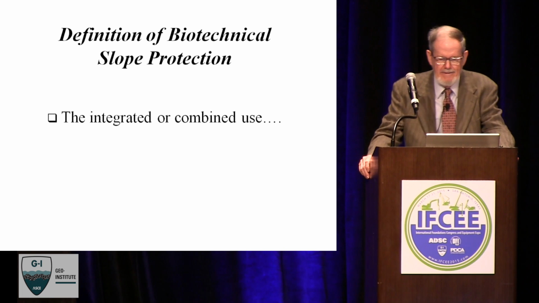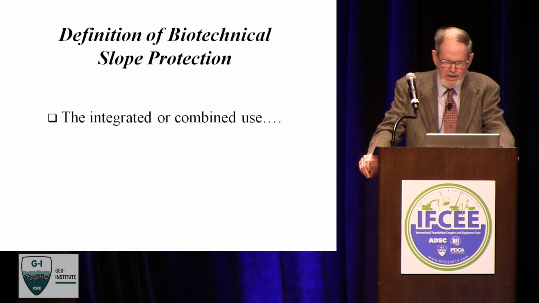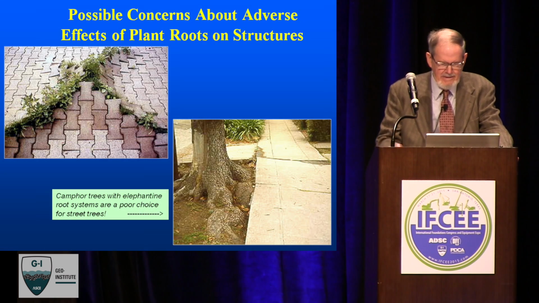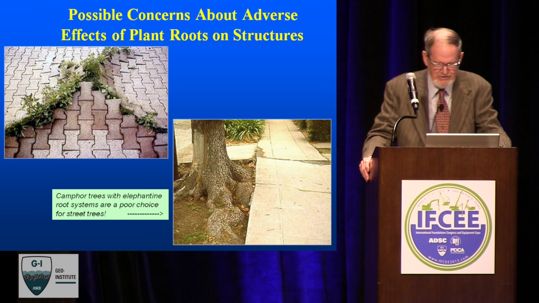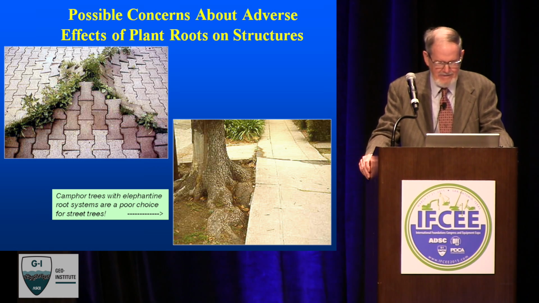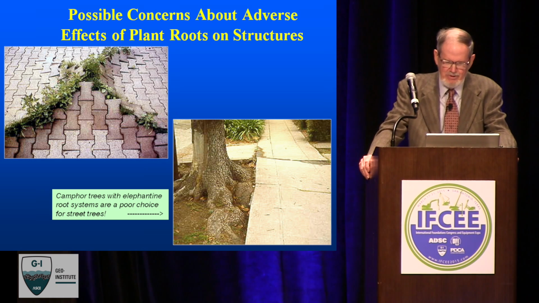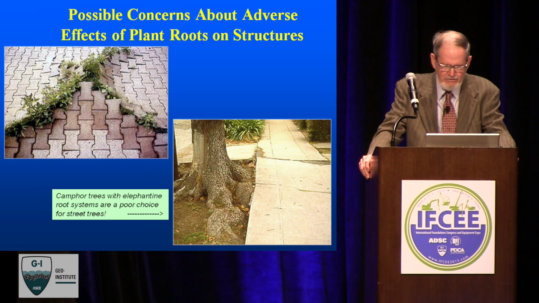Biotechnical slope protection is defined as the integrated or combined use of living vegetation and inert structural components to stabilize slopes. Are there potential problems mixing plants and inert structures together? In some cases, such as these shown in these two photographs, vegetation, roots, and stems can have adverse and disruptive effects. However, these adverse effects tend to be somewhat overblown.